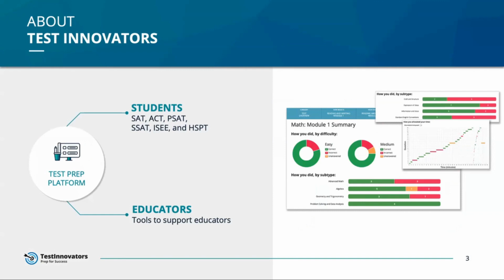And just a little bit about myself. I have a background in tutoring. Before joining Test Innovators, I tutored a variety of different subjects, including a lot of SAT and ACT.